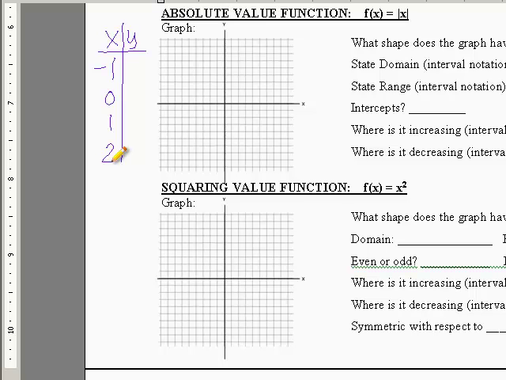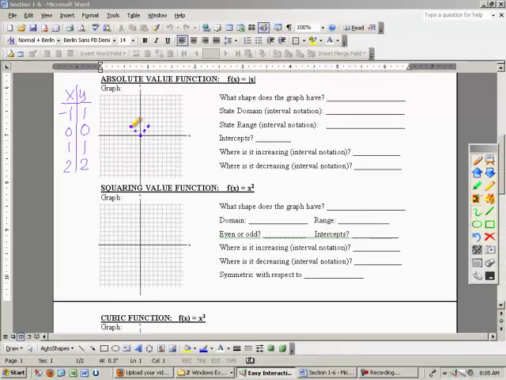Well, if I put negative 1 into my function, the absolute value of negative 1 turns it positive, it gets you 1. The absolute value of 0 is 0. The absolute value of 1 is 1. And the absolute value of 2 is 2. And so I'm going to plot these points: 0, 0, 1, 1, 2, 2, negative 1, 1. If I kept the pattern going, at negative 2 I get 2, at negative 3 I get 3. And what you end up finding is what we normally say is a V-shaped graph.